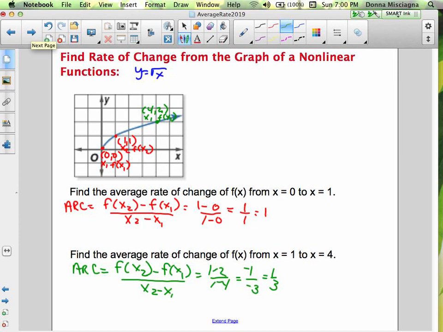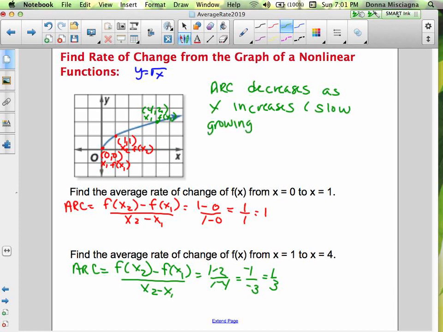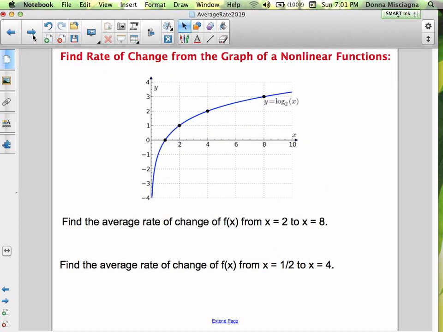So this is a slow-growing function. Here we can see that the average rate of change decreases as x increases. And that's because this is a slow-growing function. I think I've got a couple more problems here where we're going to work from a graph.